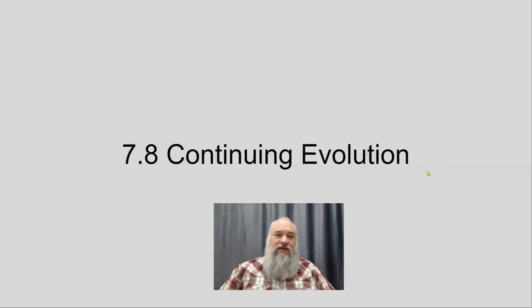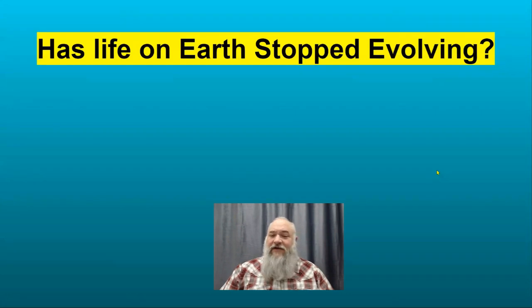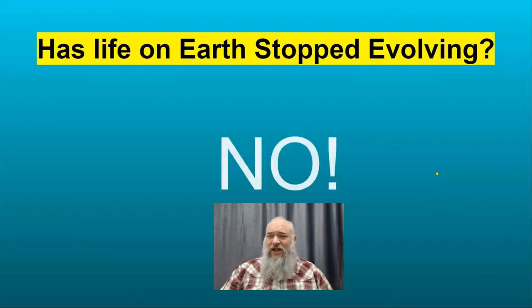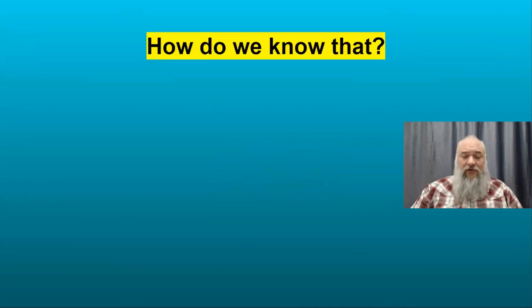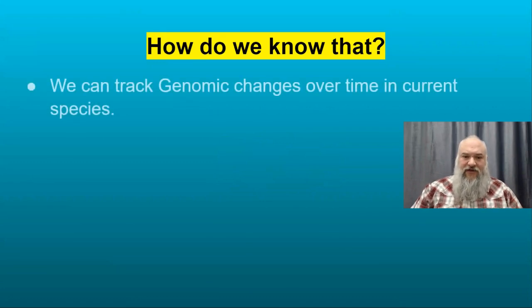Okay, so that was the extinction part. Continuing evolution, we're going to keep it pretty simple here, guys, for AP Bio. Has life on Earth stopped evolving? No. We don't live in some special and unique time where life no longer evolves. How do we know that? You can see a lot of examples of it.